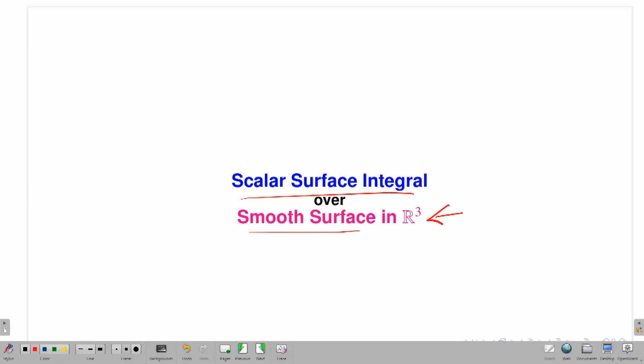The notions of smooth surfaces I have discussed in my last lecture, along with some parameterizations, and of course how to find a normal vector. Those are some of the examples I have discussed. Okay, let's see the definition of scalar surface integral. Now look at the notion of scalar surface integral. That means I will talk about the surface integral for scalar valued functions.